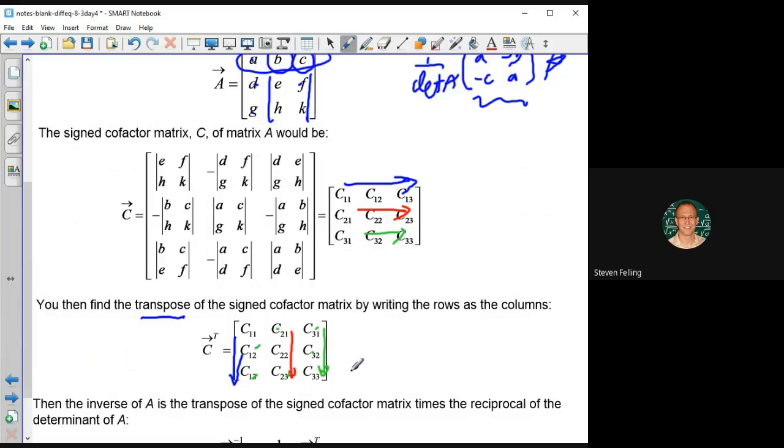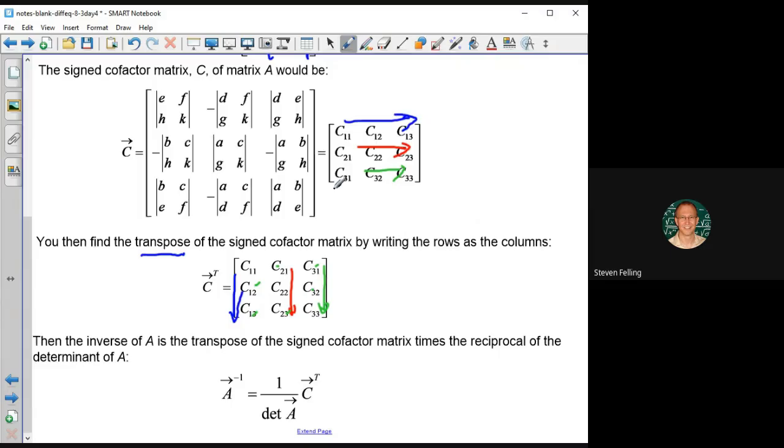That's called a transpose. Okay, so it turns out that the inverse of a matrix is 1 over the determinant times the transpose of the signed cofactor matrix. That's true for all higher dimensions, right? And so for 3x3, we're going to use this method to do the inverse. You'll see it in action when we actually do the example next.